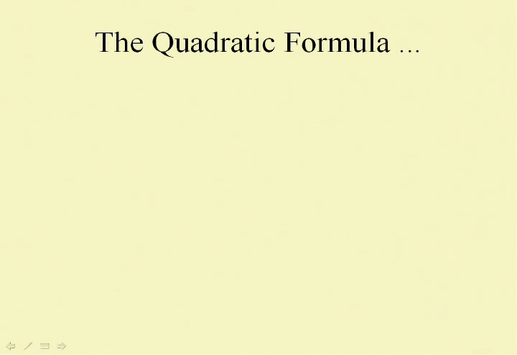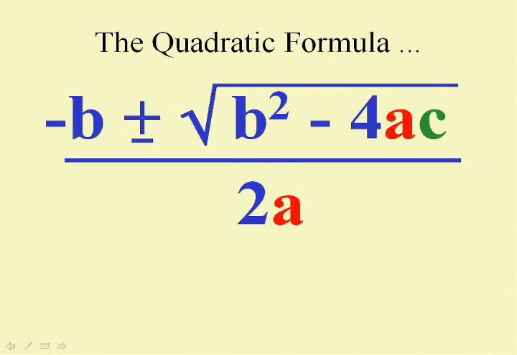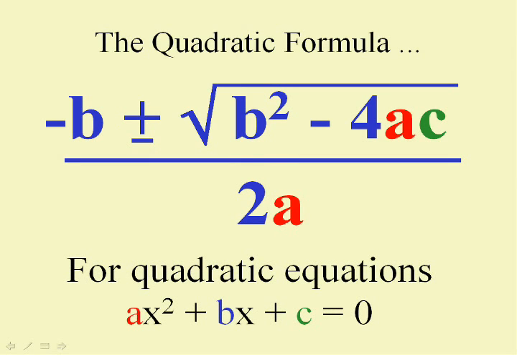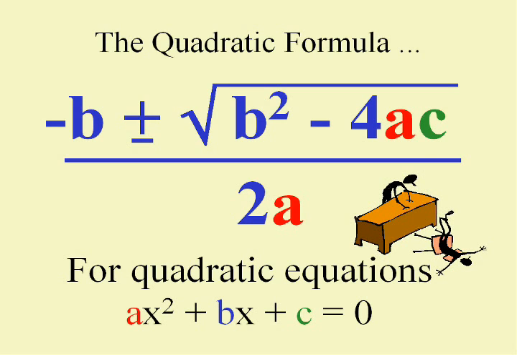The quadratic formula looks like this. Wait a minute, don't go crazy. Any quadratic equation is of the form ax squared plus bx plus c, where a is the number in front of x squared, b is the number in front of x, and c is the number, the constant if you would, sitting by itself. Don't get nervous.